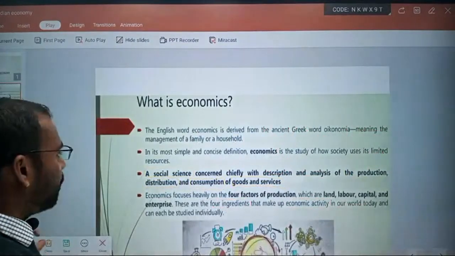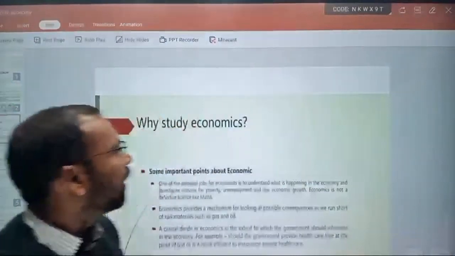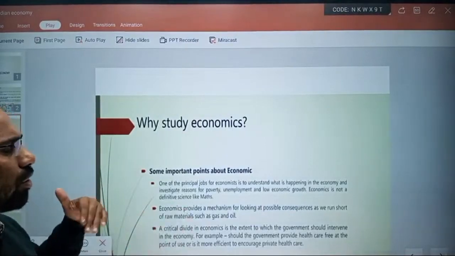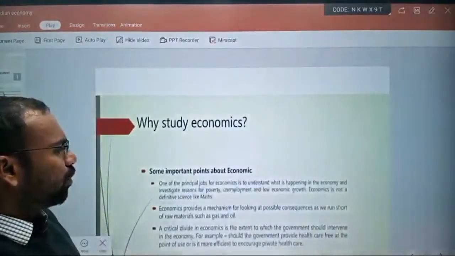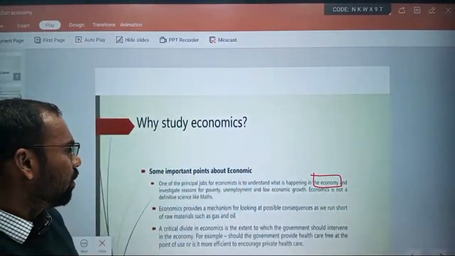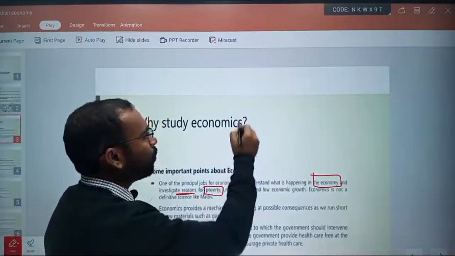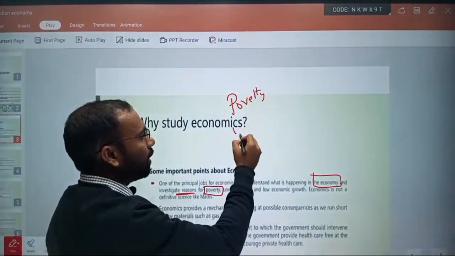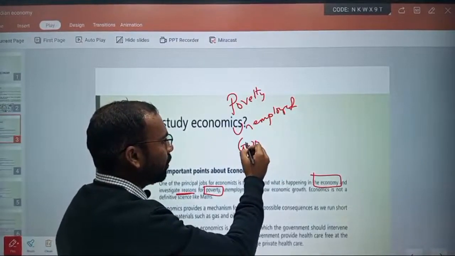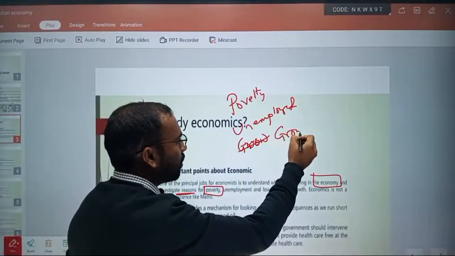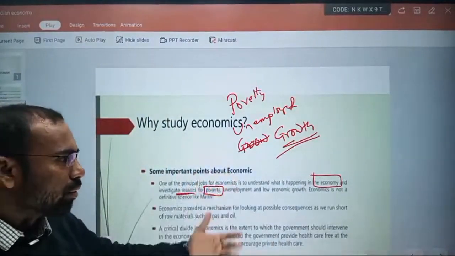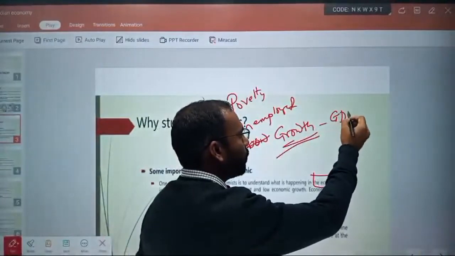Next important factor of production, something you have made and you have to sell in the market. What we are going to understand in economics is how economics works, what the state of the economy is, what the reason for poverty is, why people are unemployed, and what we mean by growth. Why there is low growth, why there is high growth, and what the GDP is, which calculates the growth.